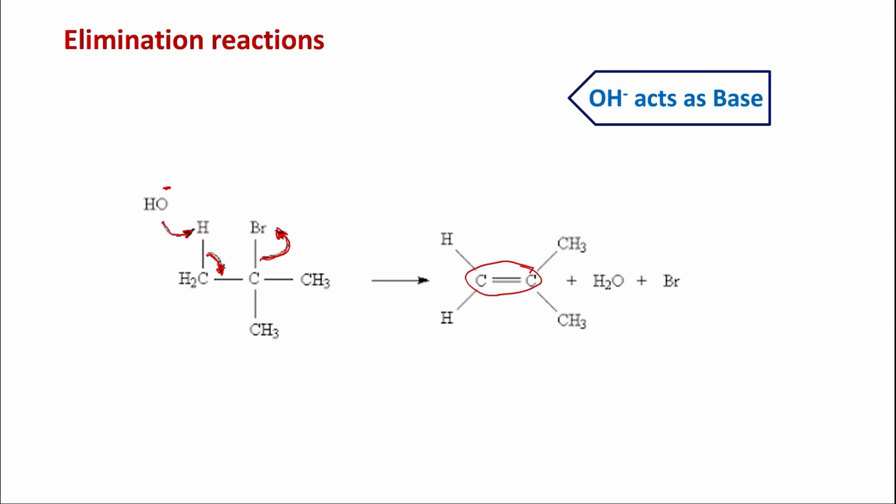You may wonder why the hydroxide reacted differently this time, because we have seen that the hydroxide can react with alkyl halides, or halogenoalkanes, to give the substitution reaction product, which is the alcohol. In this case, it has reacted differently, and this is because of the different reaction conditions.